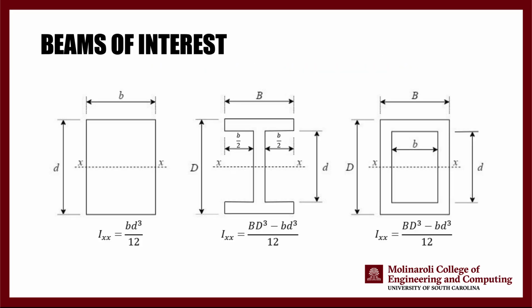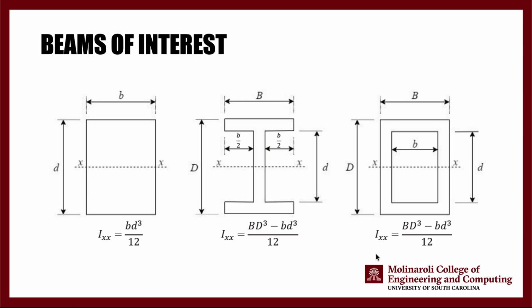Okay, so let's talk about the test that we are going to run. For the bending part, we are going to use 3 different types of beams. We are going to use an I-beam, a regular beam, and a hollowed beam. The difference between these 3 beams is in their moment of inertia.